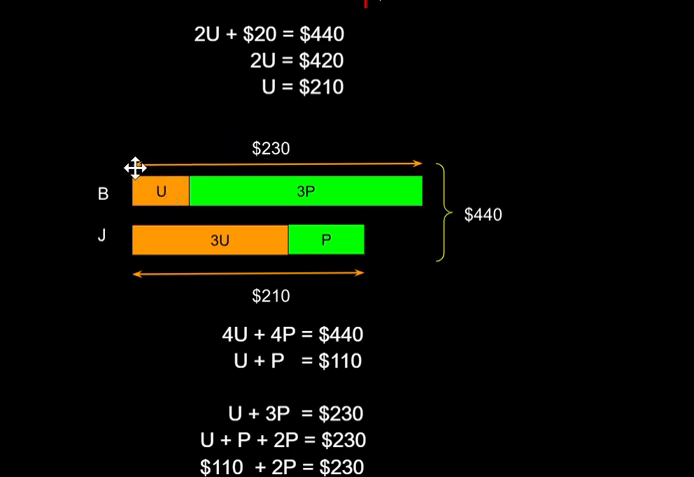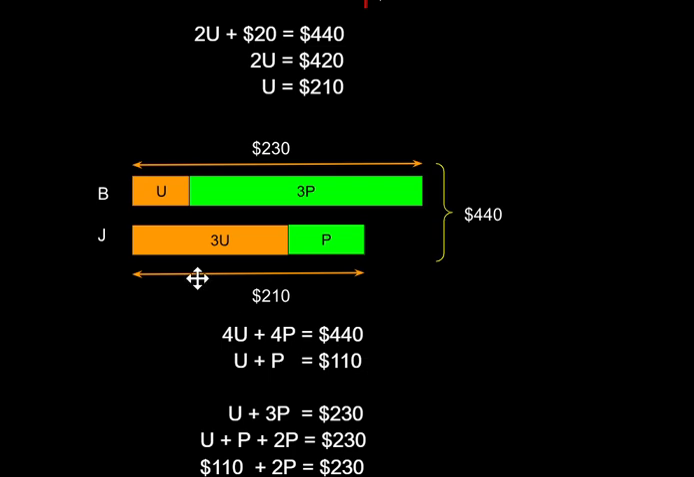Remember, we already calculated Bill has 230 and Jack has 210 from on top, and this total adds up to 440. So based on this, if you add up 3u plus u, 4u, 3p plus p, 4p, I can say that 4u plus 4p is equal to 440. Divide everybody by 4, and I can say u plus p is 110.